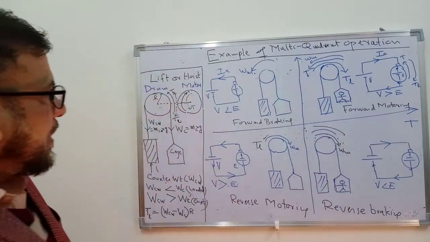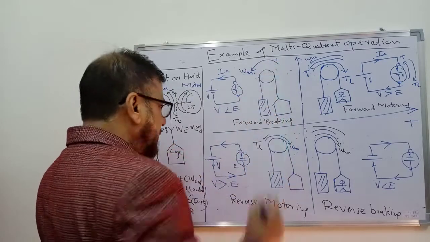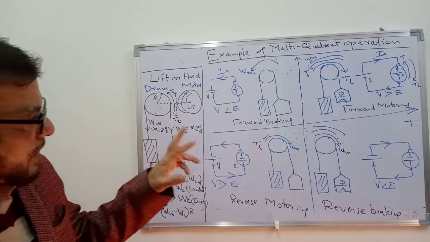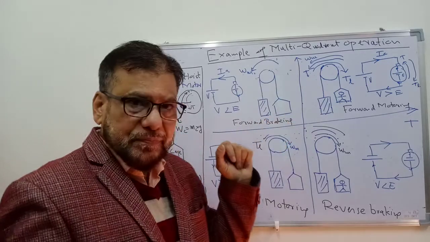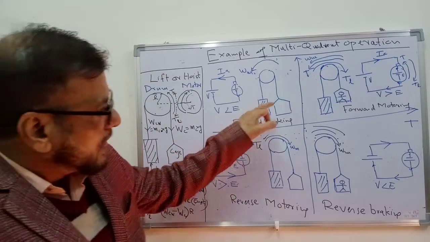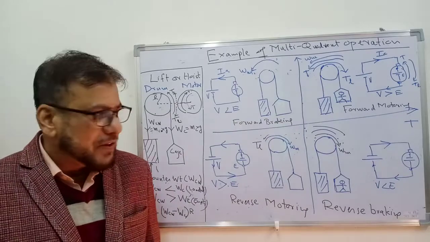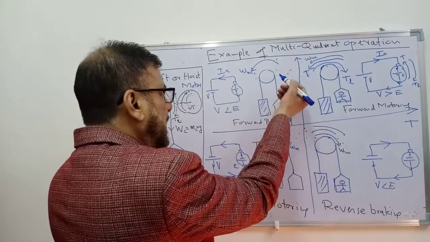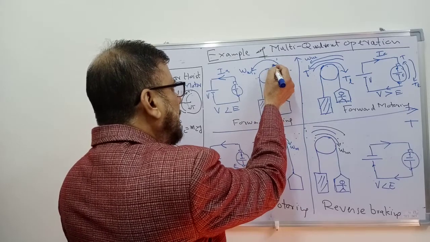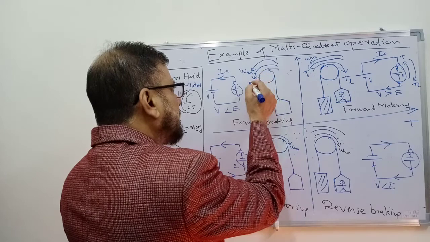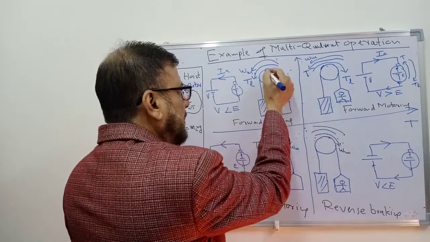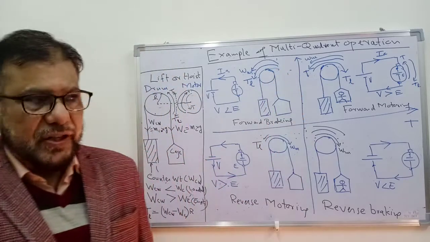Now again we come to the second mode of operation, that is forward braking mode. When will it be required? The cage is an empty cage and the counterweight is there, which is more than the weight of this empty cage. So the load torque will be acting in the counterclockwise direction, because this is higher than this. So the load torque is in the counterclockwise direction.